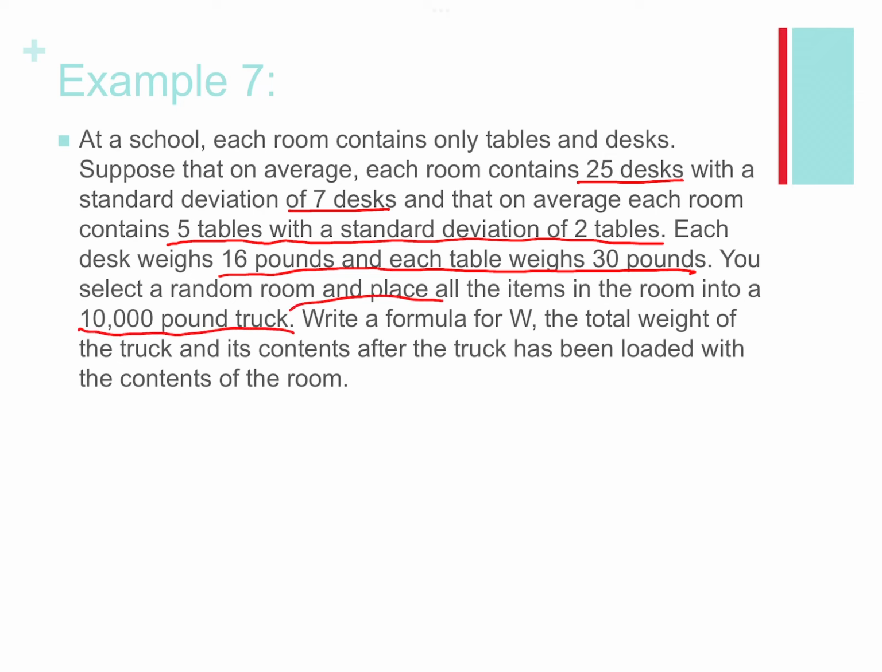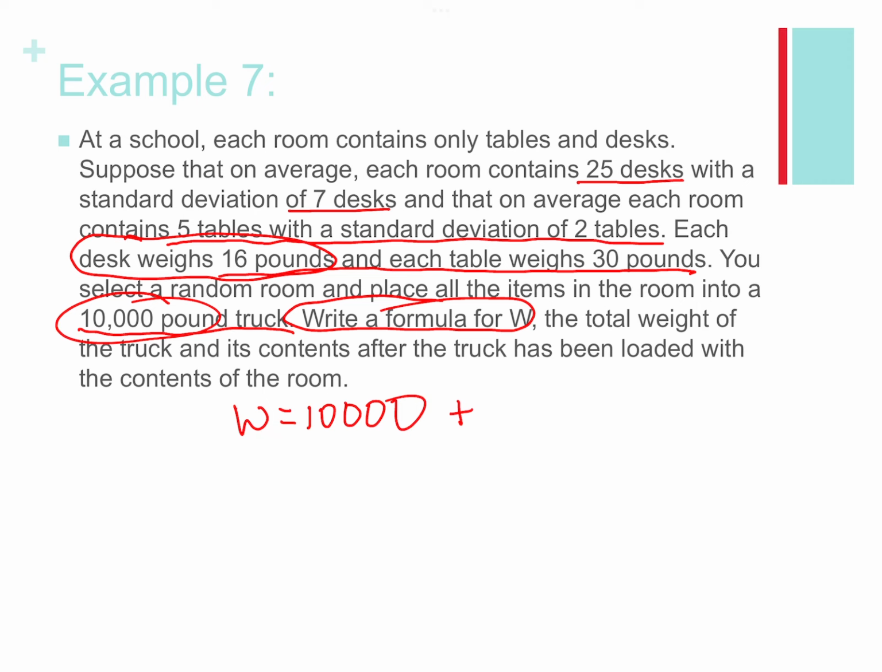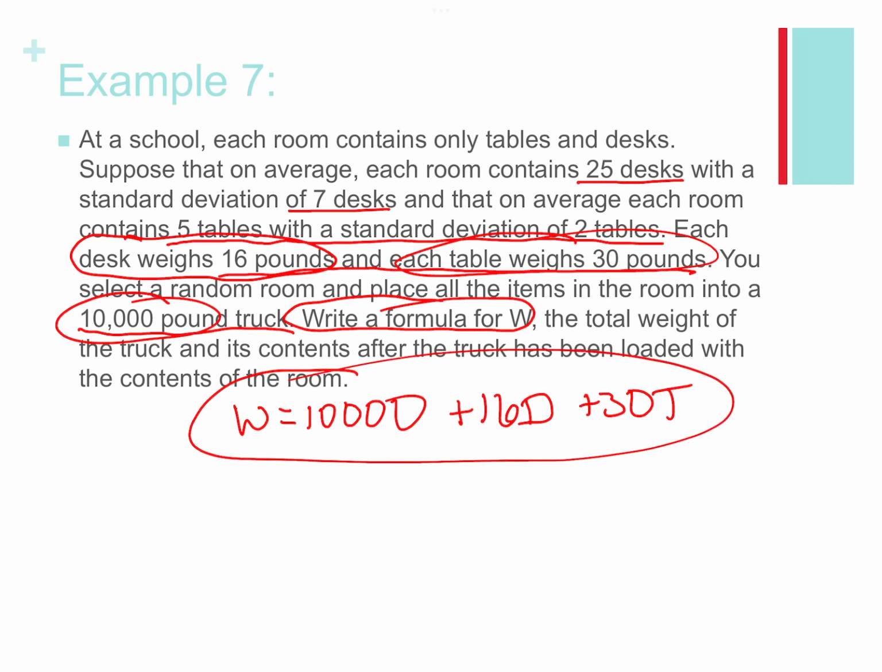So we first just want to write a formula for W, the total weight of the truck and its contents after the truck has been loaded with the content of the room. So if we write our W, how much is it going to be? Well, we know we have a 10,000 pound truck. So we have to have our 10,000 right here. Okay, then we're going to have some desk and some tables in it. So we know that each desk weighs 16 pounds. Don't know how many there are, but I have 16 times however many desks we have. Tables weigh 30, so now I'm going to have 30 plus however many tables. So I'm using D for desk and T for tables. This is our formula. That's what you would be asked to write.